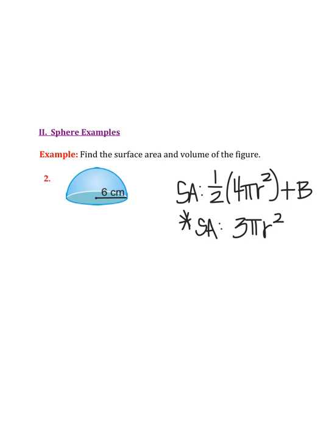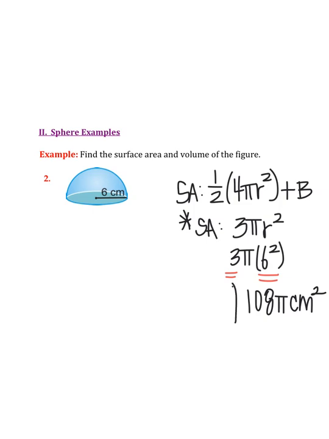I'm going to substitute in 6 for my radius. In my calculator, I would put in the 3 and the 6 squared. So I end up with an answer of 108 pi centimeters squared.